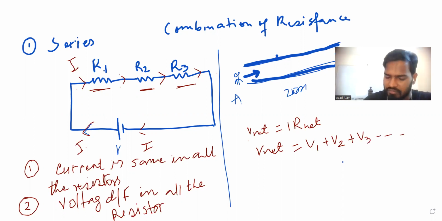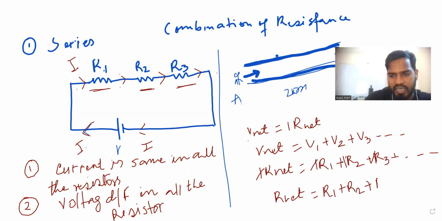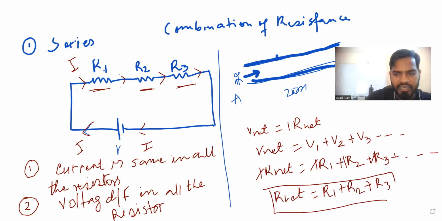So we can say I R net is equal to I R1 plus I R2 plus I R3. Here I is the same because current is not getting confused. So net resistance is equal to R1 plus R2 plus R3 till Rn. That is the equivalent resistance in series. Hope you got it.